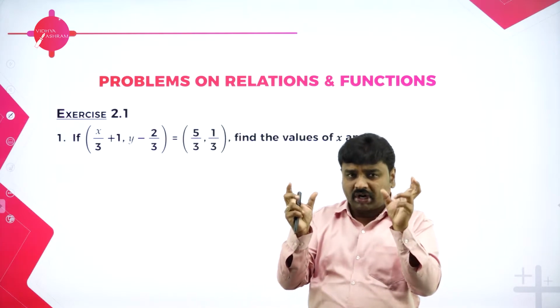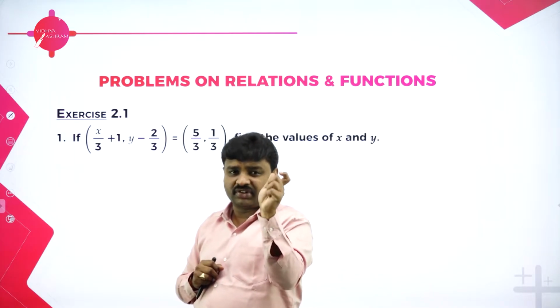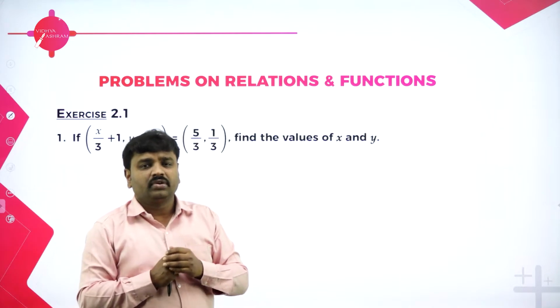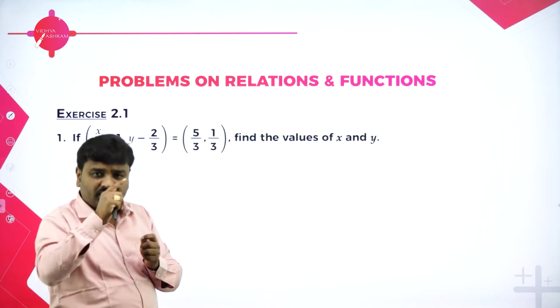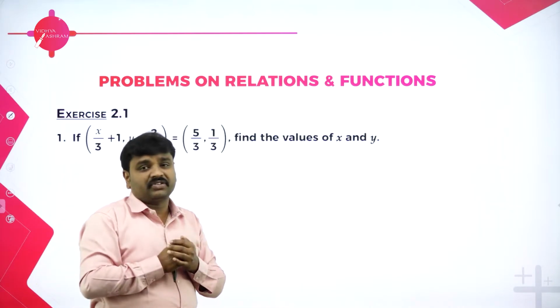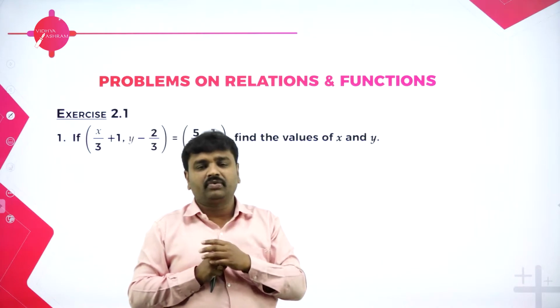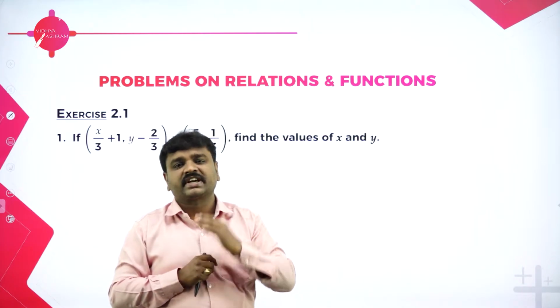All of you know, if two ordered pairs... So (x, y) means x is the first element, y is the second element. We separate the elements in an ordered pair using a comma. And if two ordered pairs are equal, then the corresponding elements should be equal. Means what? The first element should be equal to the first and the second should be equal to what?